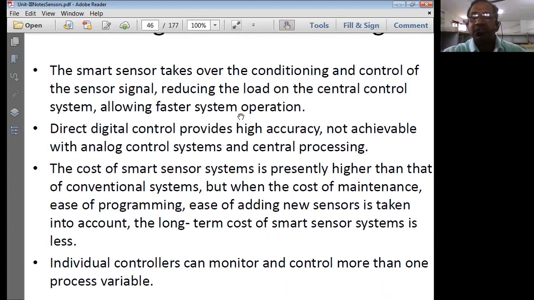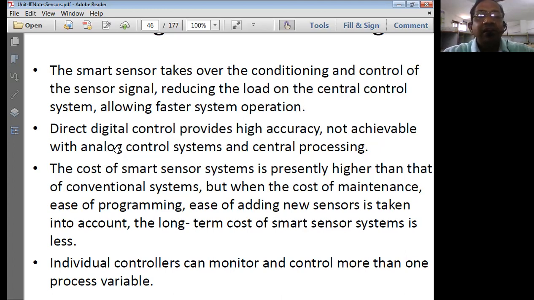Now, advantages of the sensor. Just now we spoke about some of the advantages while discussing itself. To reduce the workload of the central processing system, we intentionally make the sensor a smart sensor. That is the greatest advantage of making the sensor a smart sensor. The smart sensor takes over the conditioning and control of the sensor signal, reducing the load on the central processing control system, allowing faster system operation of the centralized control system. To reduce the load, we definitely use this.